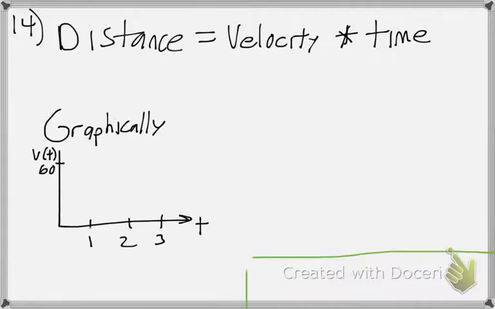Well, distance is equal to velocity times time. So if you take your velocity, which is 60 miles per hour, and multiply it by how many hours, which is 3 hours, the units will work out where the hours cancel out, and we just take 3 times 60 to get 180 miles.